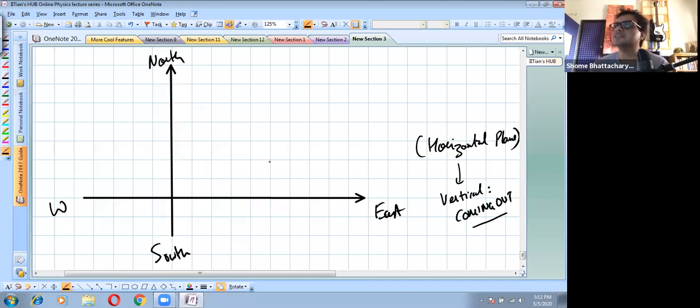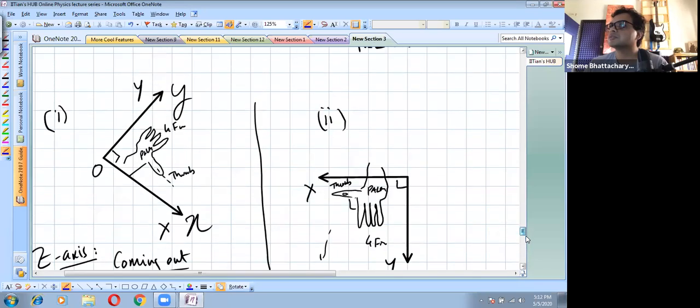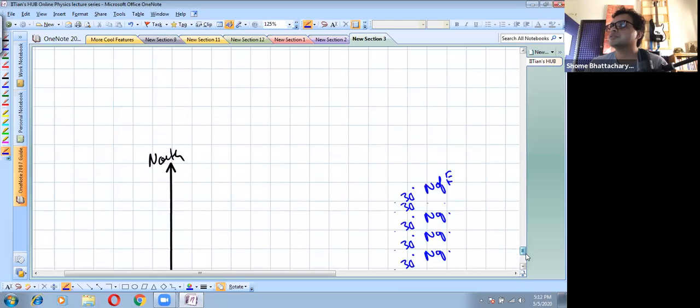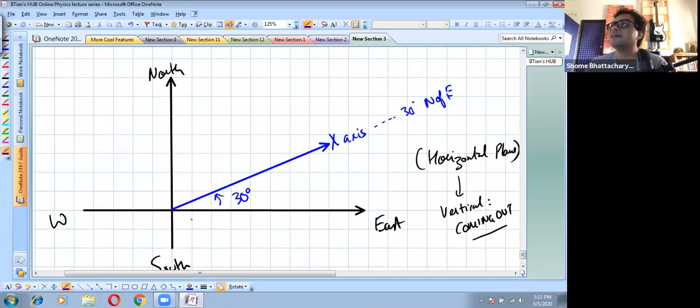Okay. Now in this, it is given that I have drawn my x-axis. For whatever reason, I have selected my x-axis to be 30 degrees north of east. So my x-axis is here. This is my x-axis, pointing 30 degrees north of east. Right. So I think this is what I had written. Or was it east of north? North of east.